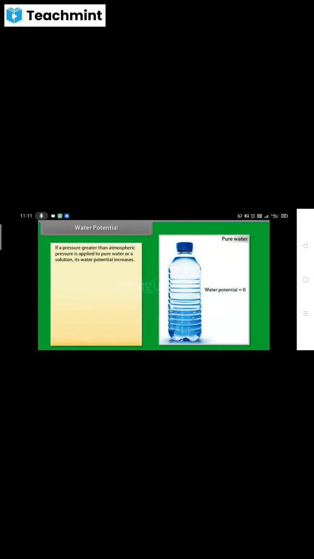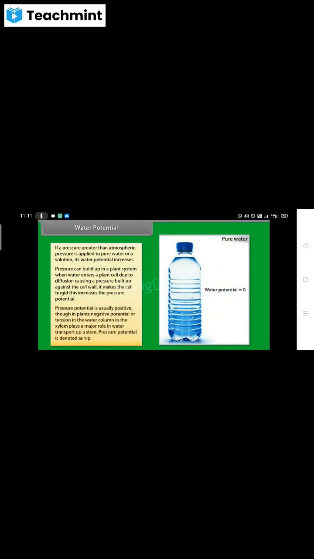When the pressure is greater than the atmospheric pressure and is applied to pure water, the water potential increases. So pressure can build up in the plant system, and different particles can enter by diffusing. This pressure is always positive, and the plants have a negative potential. Due to this, the xylem can absorb water from the stems.